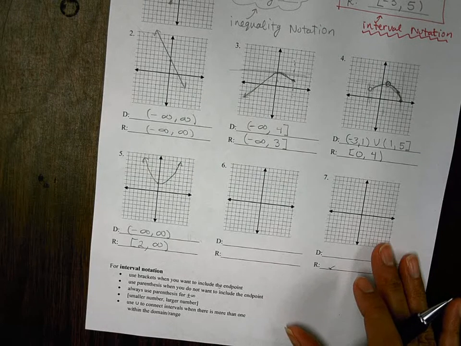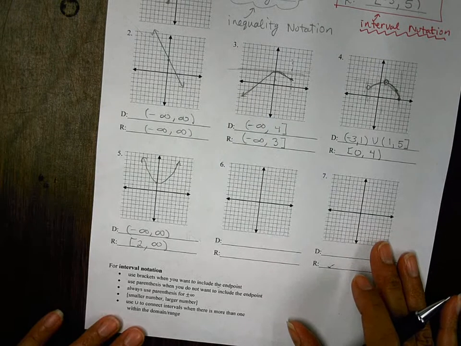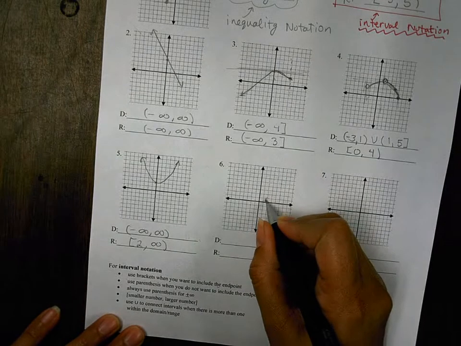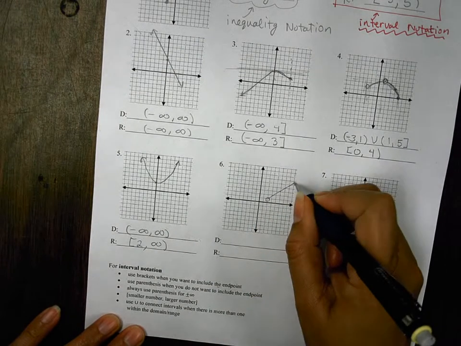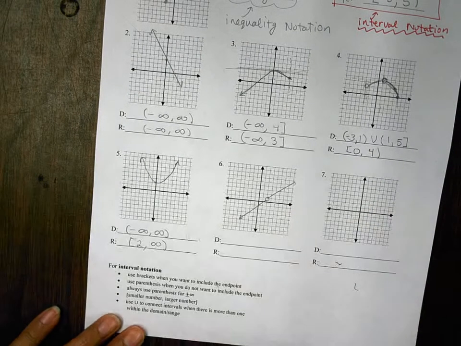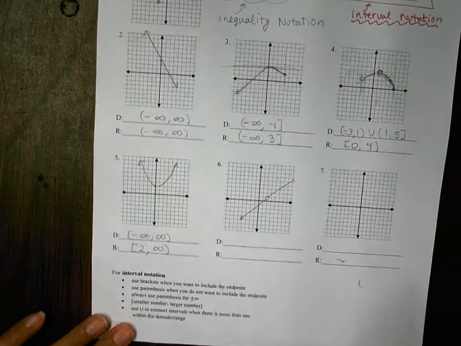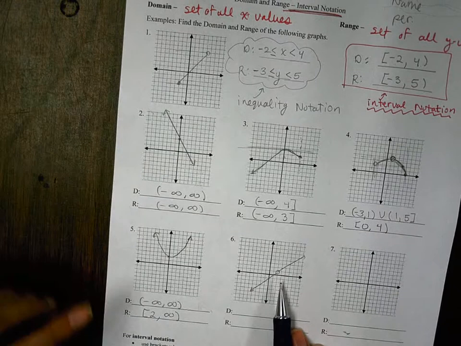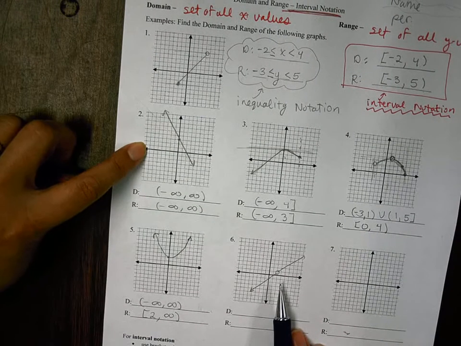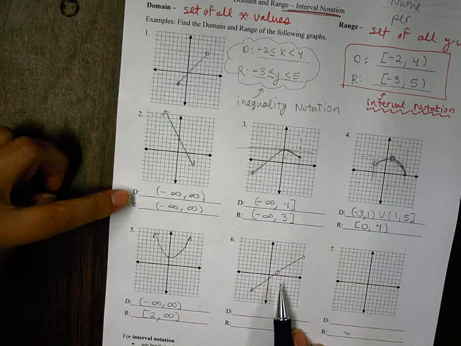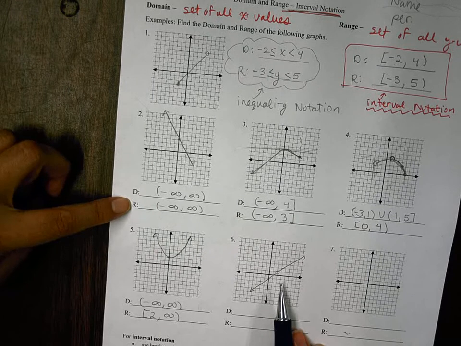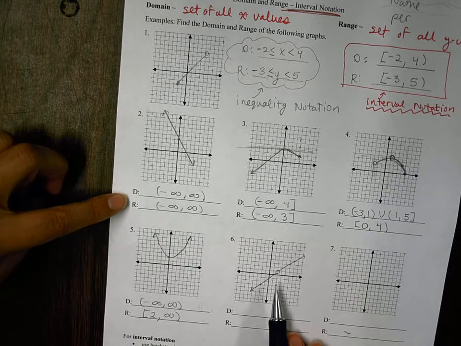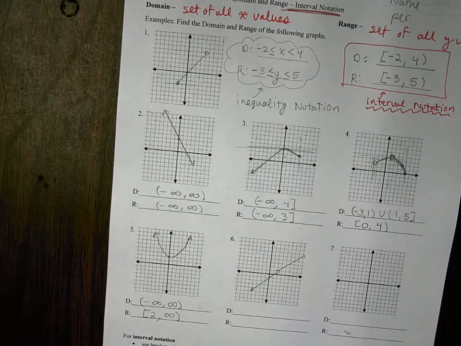Okay, next one. I'm going to have you go over 2, up 1, put an open circle, and you're going to make a line going that way and that way. So it's a linear graph with an open circle in the middle. Now, if that open circle was not there and it was closed in, it would be very similar to this one: negative infinity to infinity for domain and negative infinity to infinity for range. But since it is open, we do have a union.